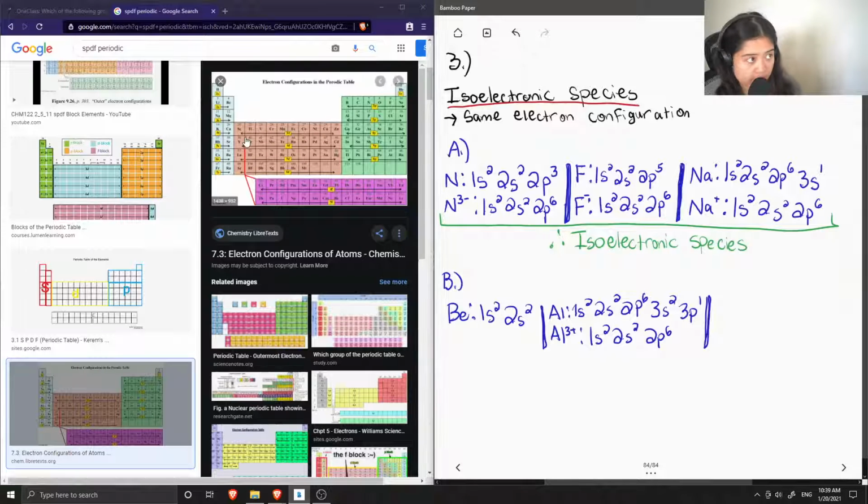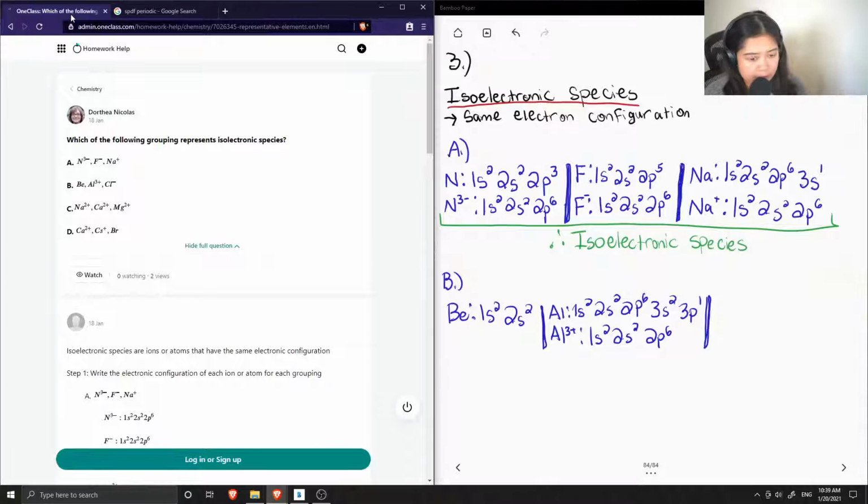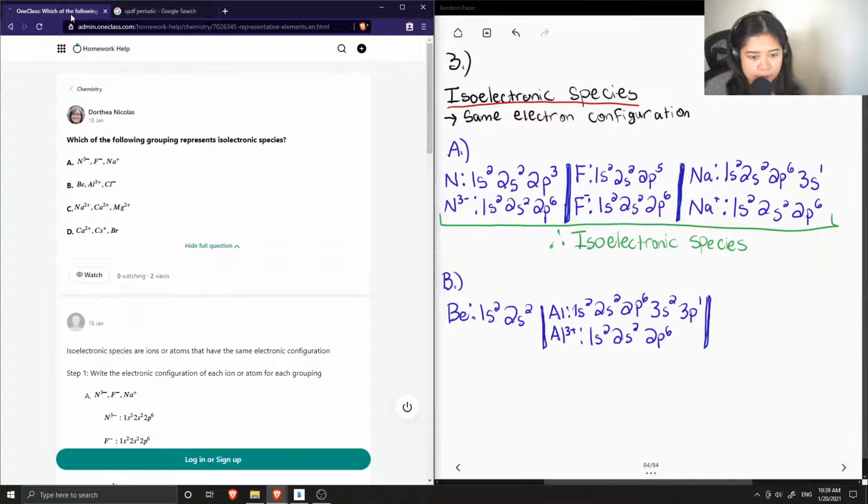And then we can just do our last ion, which is chlorine and Cl-.